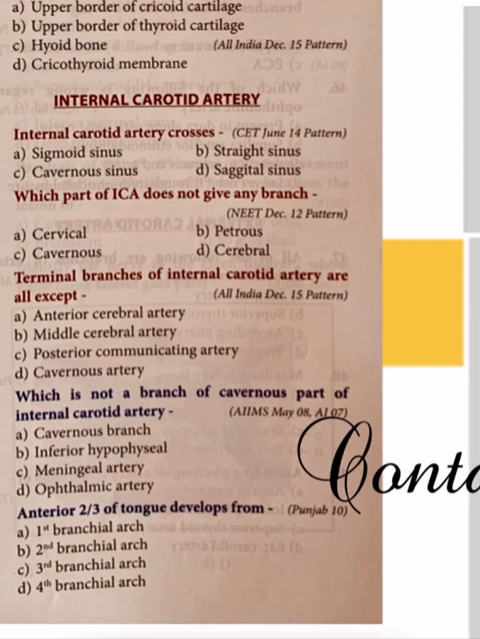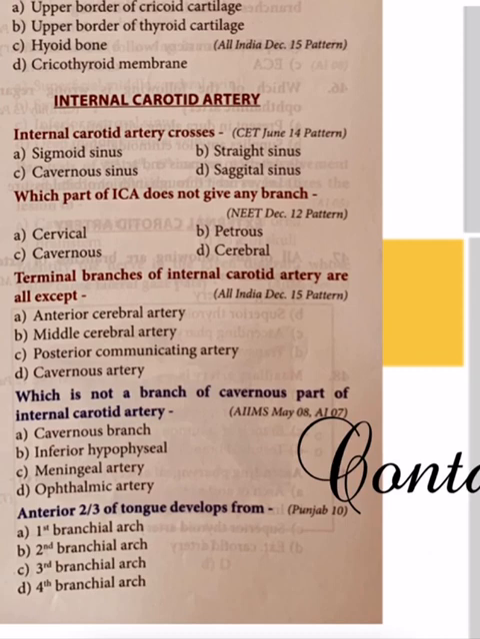They are asking about the cavernous branch, inferior hypophyseal, meningeal and ophthalmic. So here the answer is D, ophthalmic artery. It is not a branch of the cavernous part of the internal carotid artery. What are the branches of the cavernous part? You have the cavernous, meningeal, superior and inferior hypophyseal. And ophthalmic is a branch of the cerebral part.